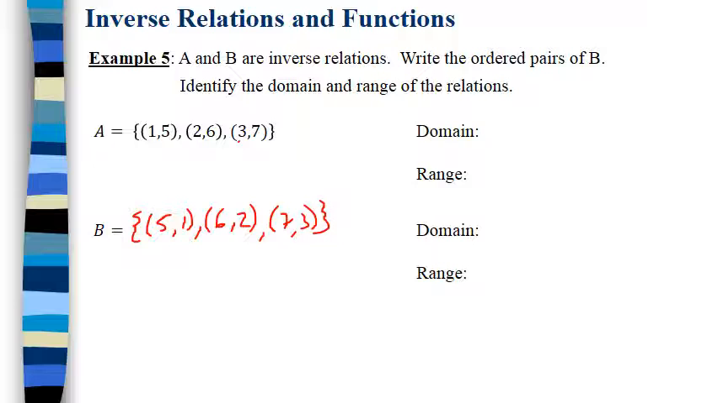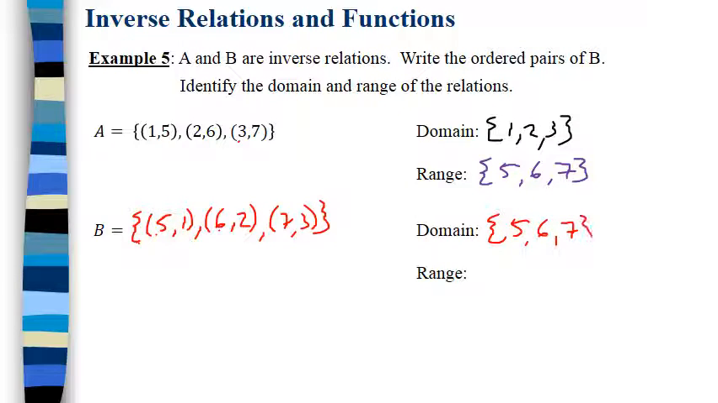Let's take a look at the domain of A and B. So the domain of A is the points 1, 2, and 3. And the range of A are the points 5, 6, and 7. The domain of B, remember, is the input, so 5, 6, and 7. And the range are the outputs, 1, 2, and 3.